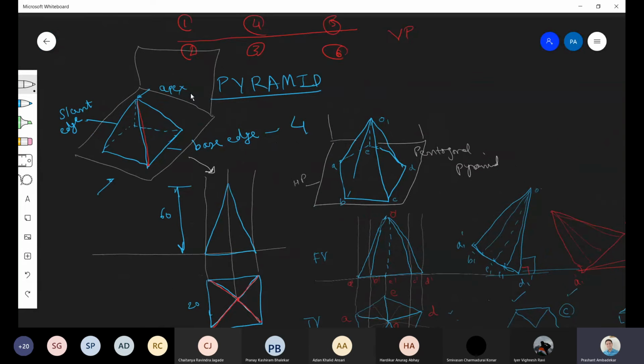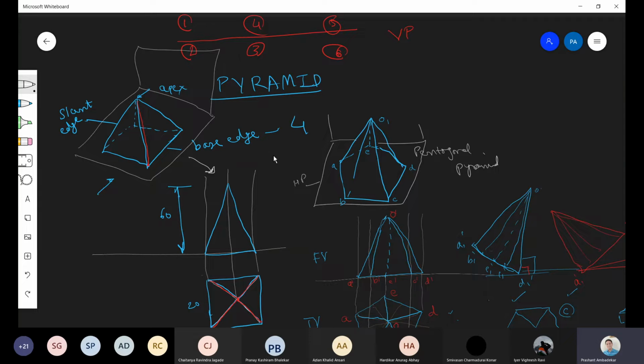Okay. So what is a pyramid? Basically, a pyramid is having one apex and a base, whereas a prism is having two bases and no apex. So apex and base makes it a pyramid. Now this base shape, you can follow the cursor movement. This base shape can be circle, it can be triangle, it can be square, pentagon, hexagon, and so on.